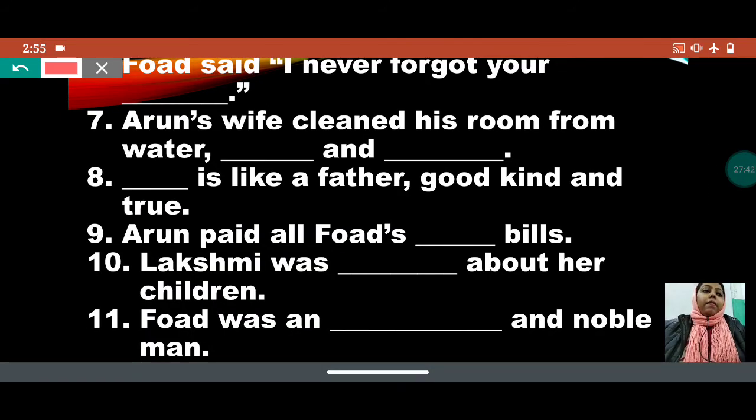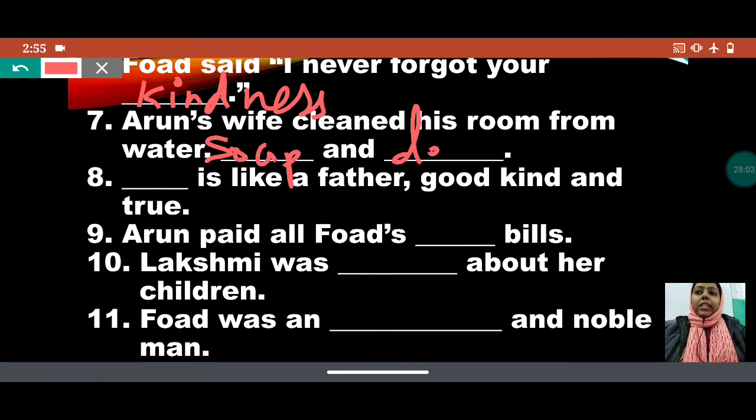Now, let's see question number 6. Ford said, I never forgot your what? What did he not forget? Kindness. Kindness of Arun. K-I-N-D-N-E-S-S. Kindness. Number 7 is, Arun's wife cleaned his room with water, soap, S-O-A-P, soap, and Dettol, D-E-T-T-O-L, Dettol.